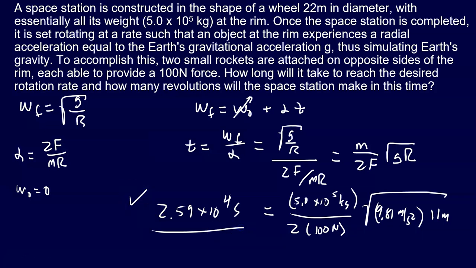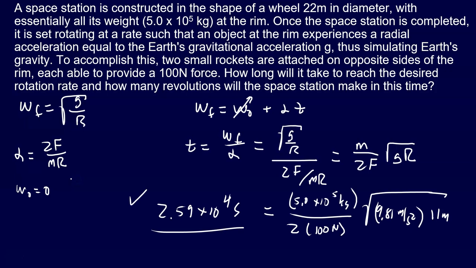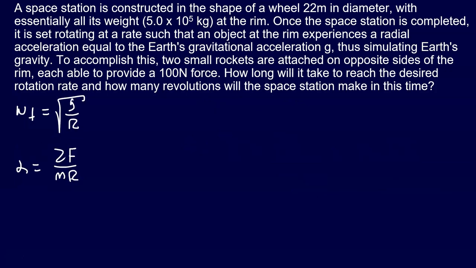Now the second thing is we want to find the number of revolutions, which again is a kinematics equation. If you would like, go ahead and pause here and give that a go, and then we'll talk about it. All right, so our two key pieces we're using are 2F over mr for the angular acceleration, omega final is radical g over r, and omega initial is 0. For this case, I'm going to use this particular kinematics equation, where we're solving for the change in angle.